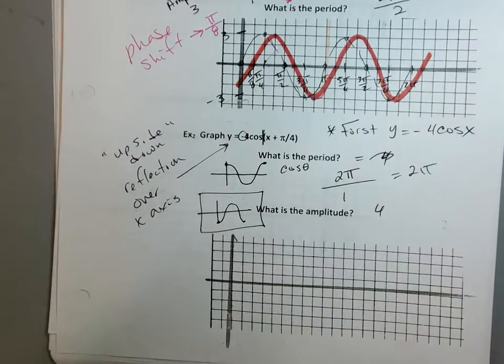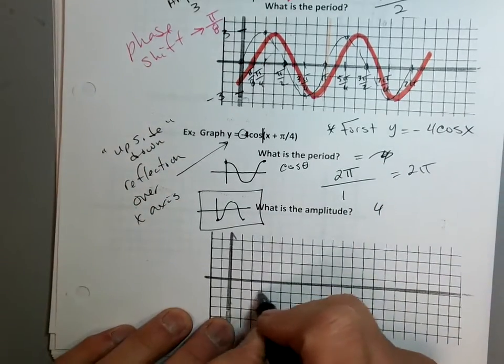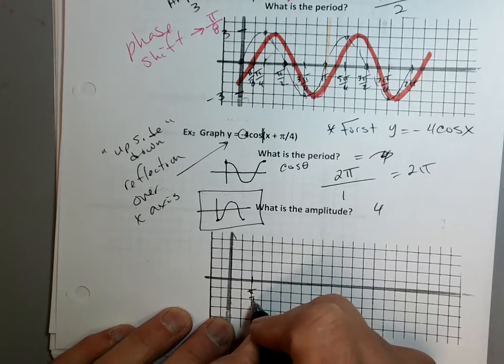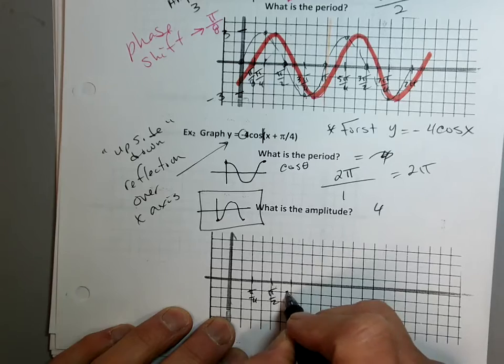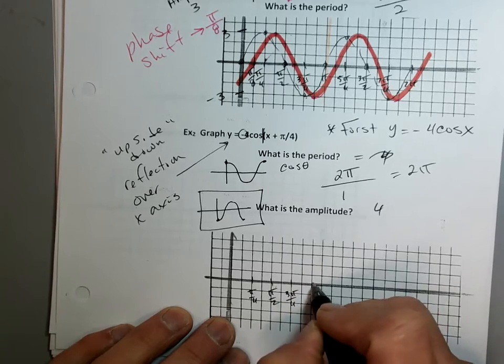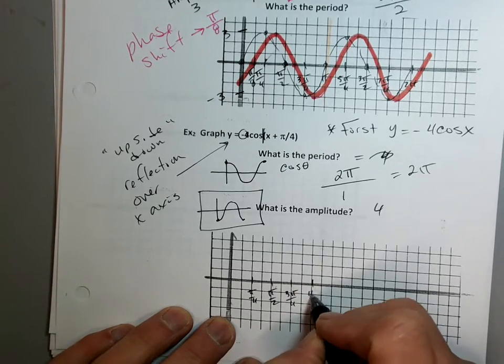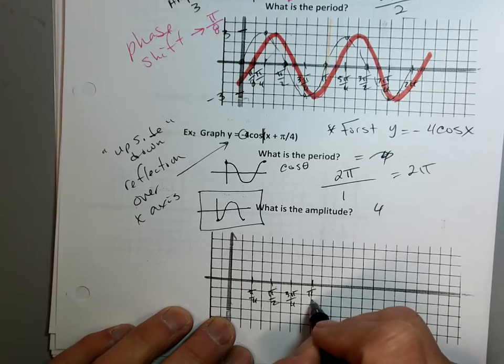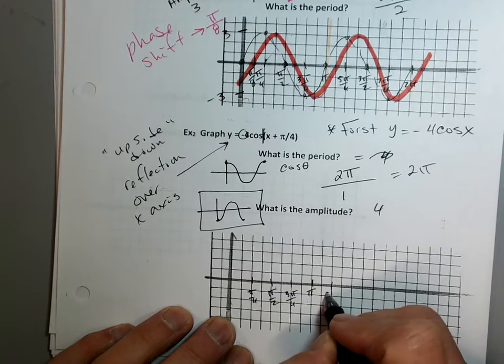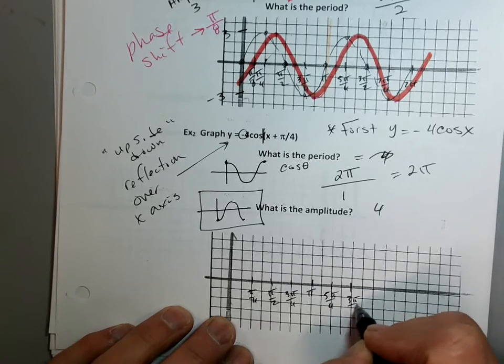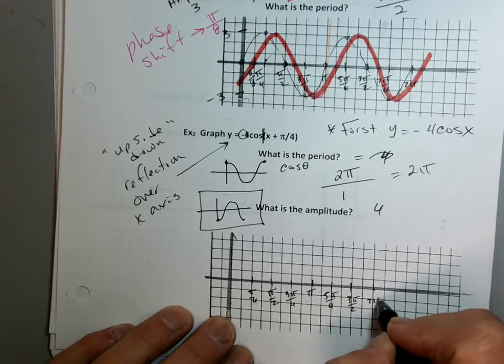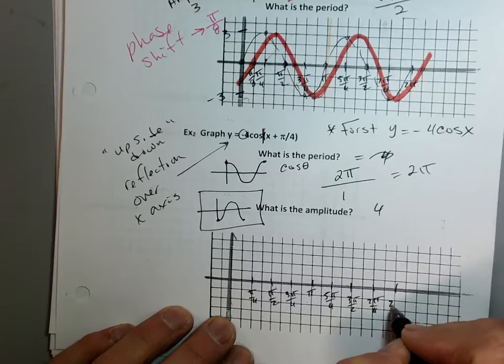All right, so pi/4, pi/2, 3 pi/4, pi, I've got 5 pi/4, 3 pi/2, 7 pi/4, and 2 pi, okay?